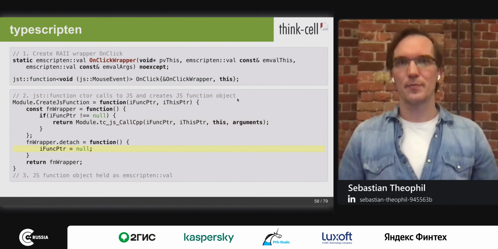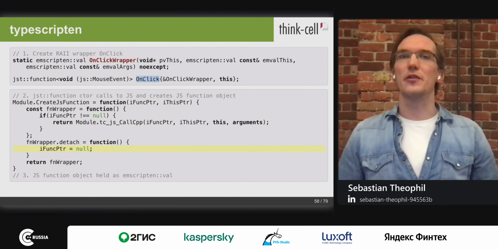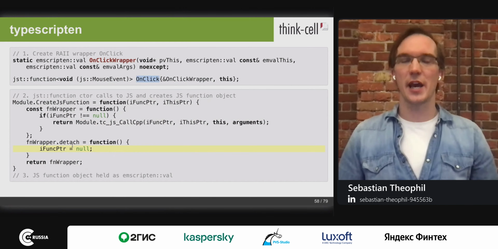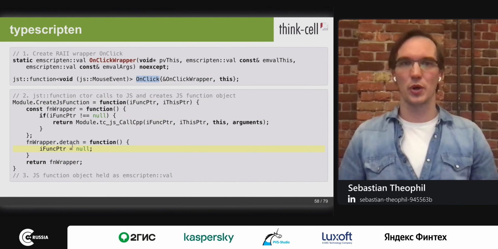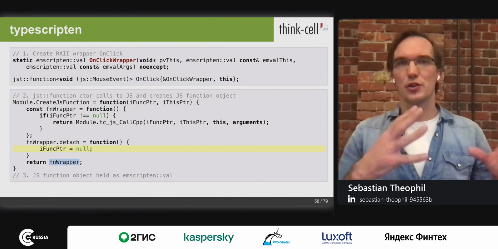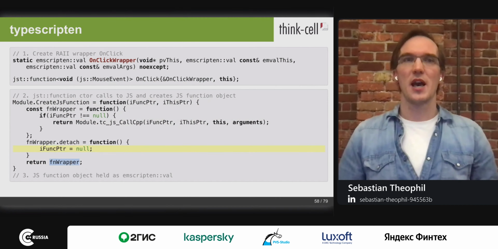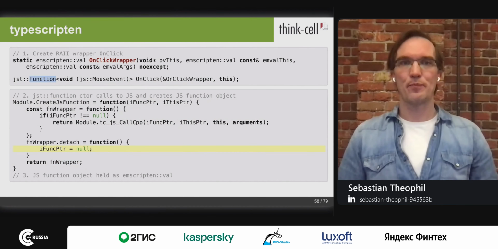And now that JavaScript function object has one other interesting property, one other interesting function. We can detach from it. So when our C++ object onClick here goes out of scope, it will detach from its reference counted function object that can live for as long as it wants. And that can still be called, but it won't call back into C++ anymore because there's nobody to call. And now this JavaScript function object will be returned to the C++ world, and it will be held inside this object as an emscripten value, like all other JavaScript objects are.